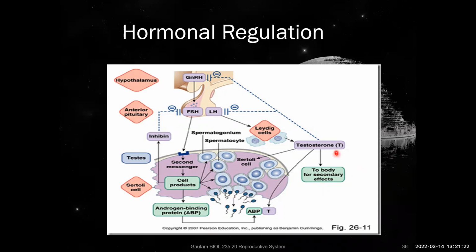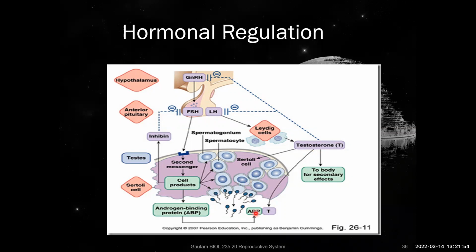So as testosterone concentrations increase, what happens is that testosterone is going to inhibit GnRH release, and this inhibition of GnRH is going to lead to the inhibition of FSH and LH, okay, which of course stops this process. But testosterone also inhibits LH secretion from the anterior pituitary, and so that is with increasing concentration of testosterone.